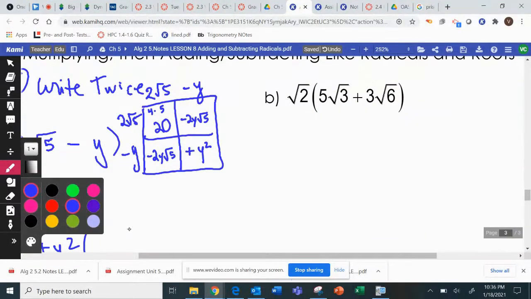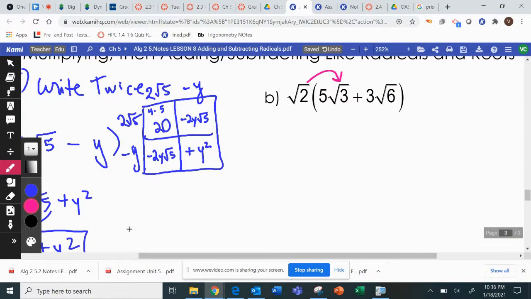All right, question B. I'm going to distribute because I've got a binomial on the inside and one on the outside. So you can distribute, or you could make a grid if you want. I'm not going to do the grid for this one, but you could do square root of 2, 5 square root of 3, 3 square root of 6. You could do it with a grid.